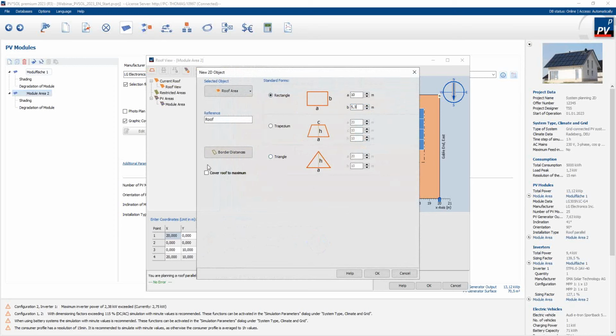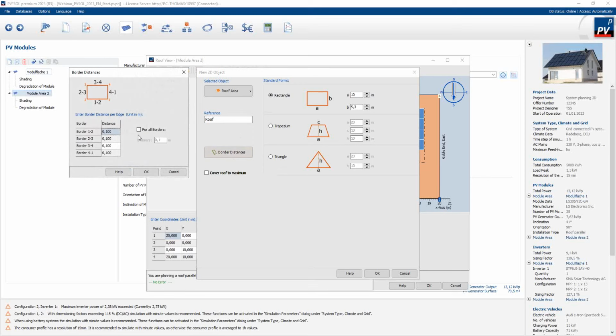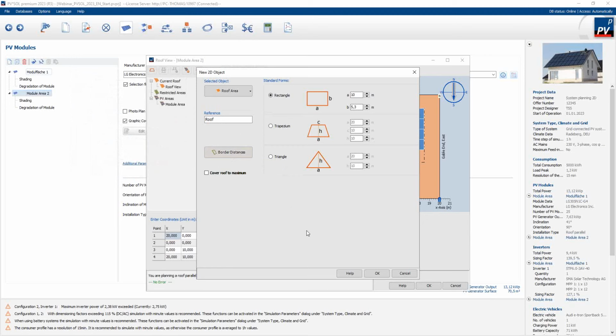And in the middle on the left-hand side, you are also able to define the border distances. This can be done for all borders at once. But another option would be that you uncheck this option, and then you can do it separately for each border. And in our case, we don't want to have a border distance at the ridge, so we set it to 0. Okay, then I have to confirm, it's okay.